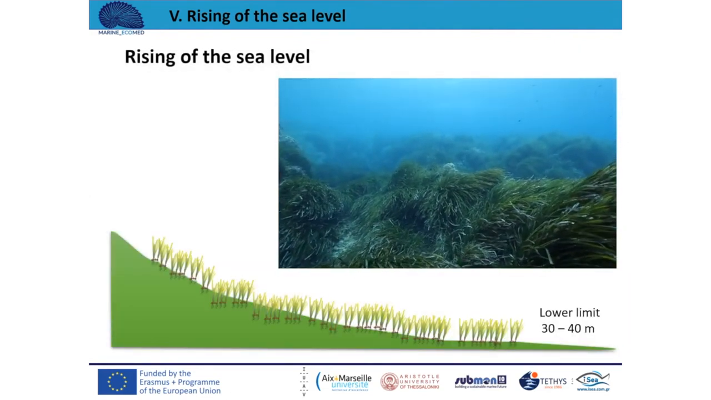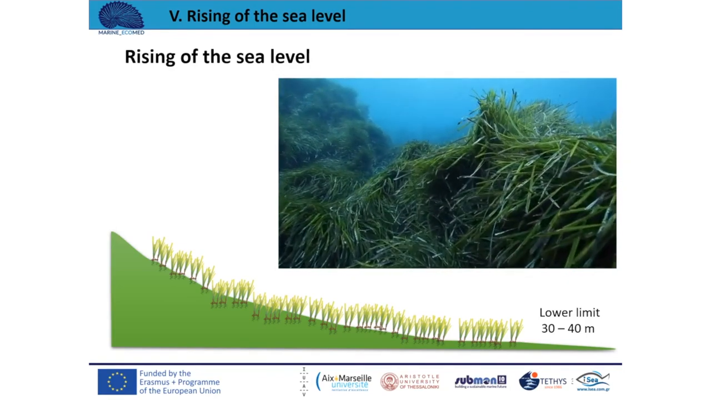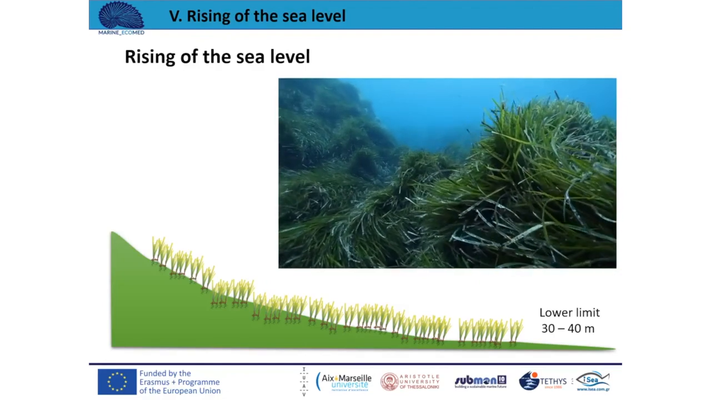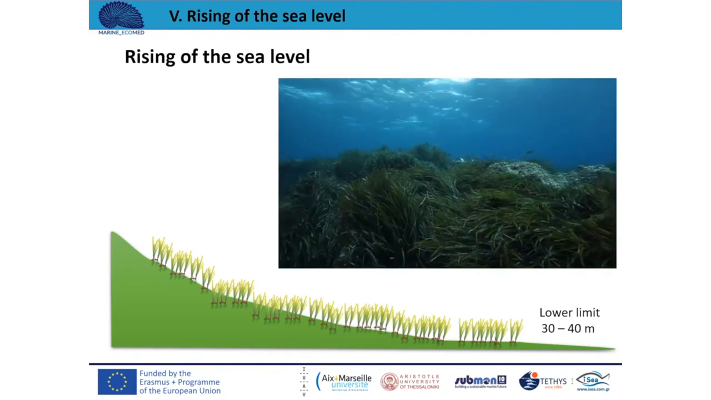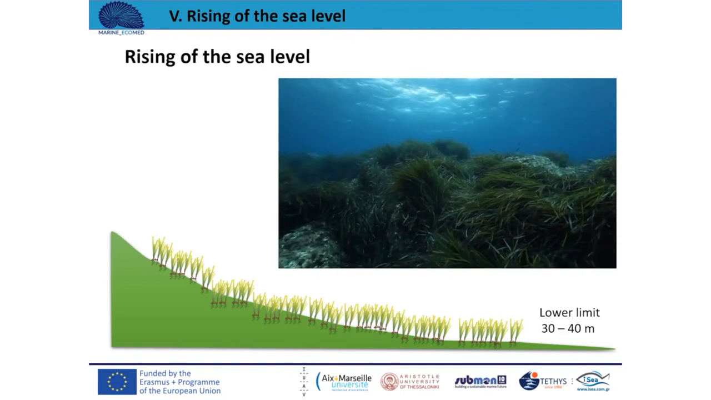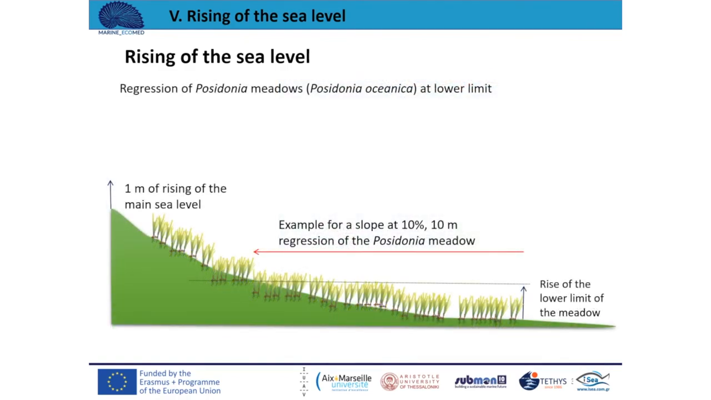The Posidonia oceanica meadows can regress in their lower limit. For 1 meter of rising of the mean sea level, for a bottom with a slope of 10%, it can represent 10 meters of regression of the Posidonia oceanica meadow.